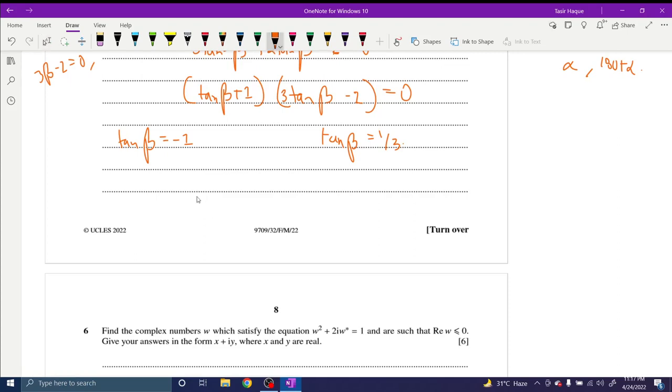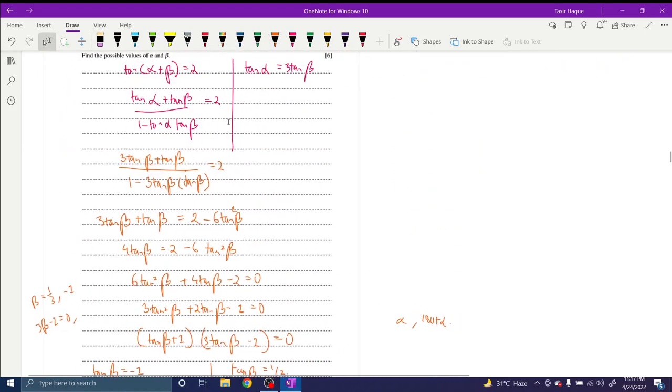Tan inverse minus 1 is alpha is equal to minus 45 degrees. What about the other one? If we add 180 degrees to it, that's 135 degrees. Here, tan inverse 1 by 3 is 18.4. Remember, angles to one decimal place, and the other one is 198.4 degrees. Okay, cool. Now let's go for alpha.